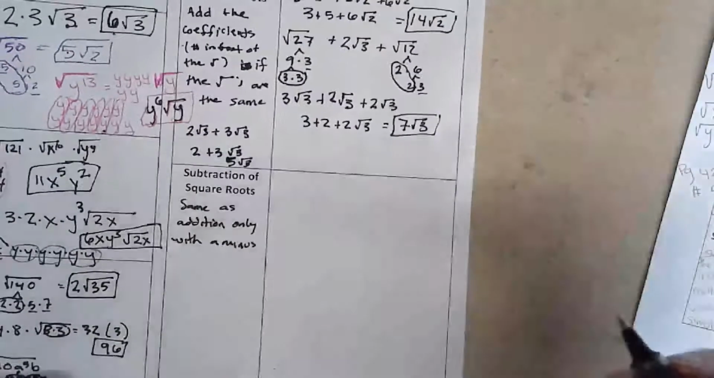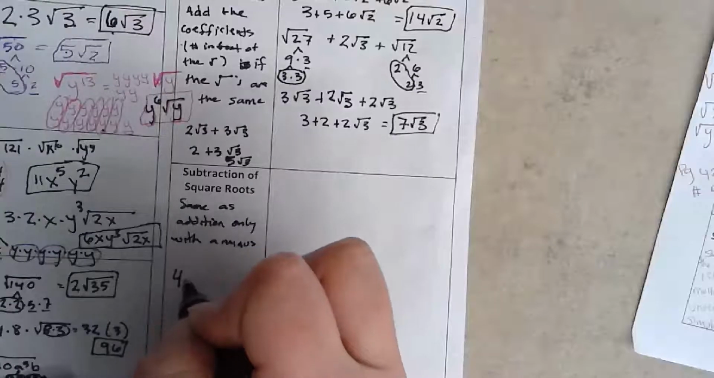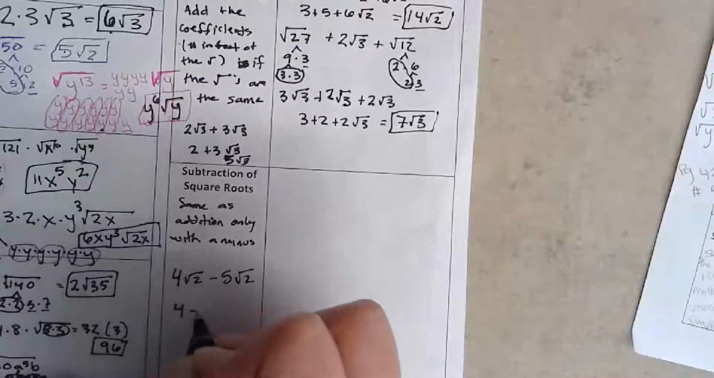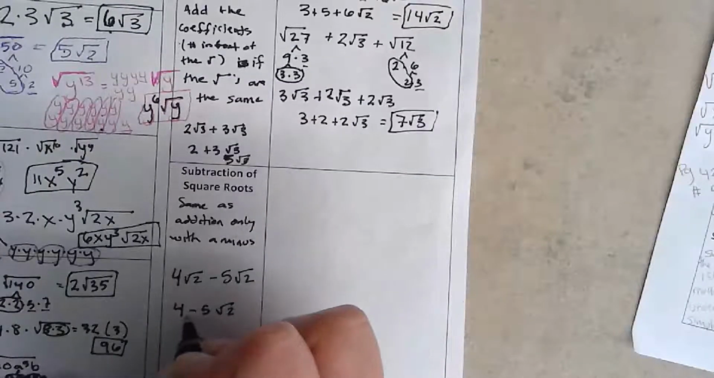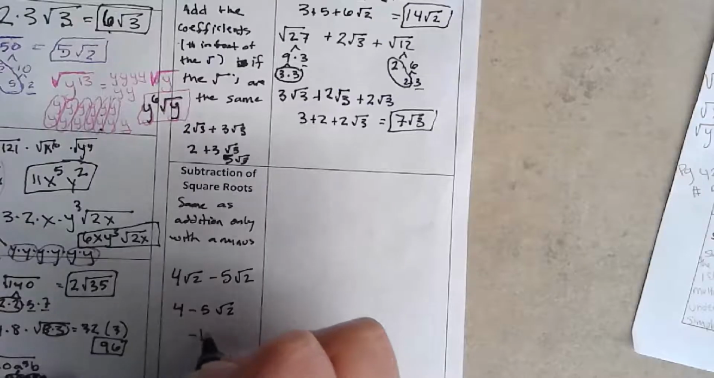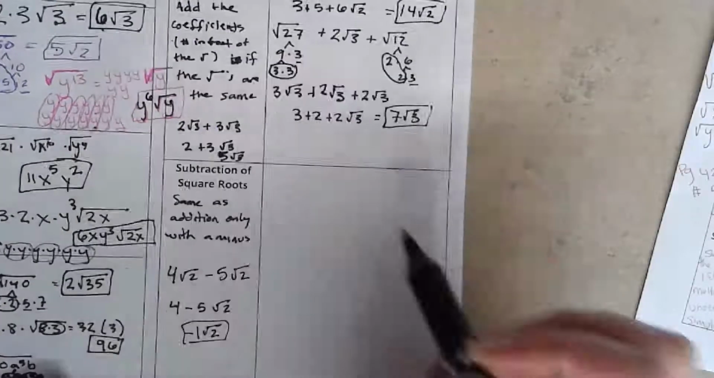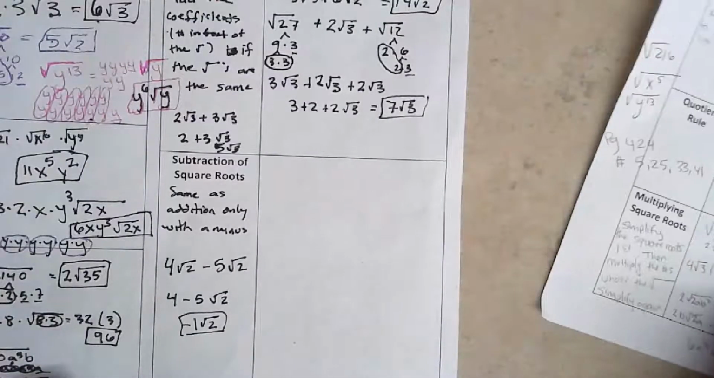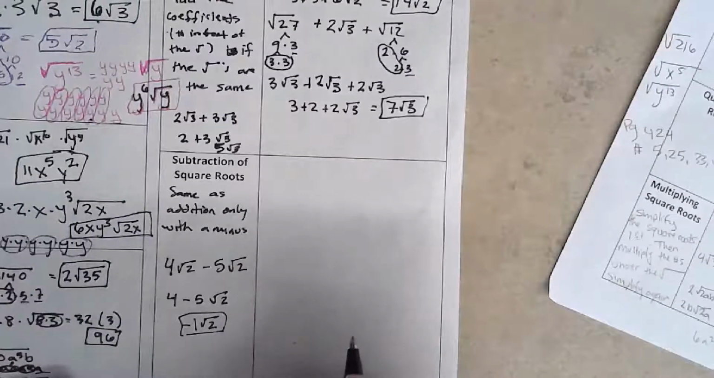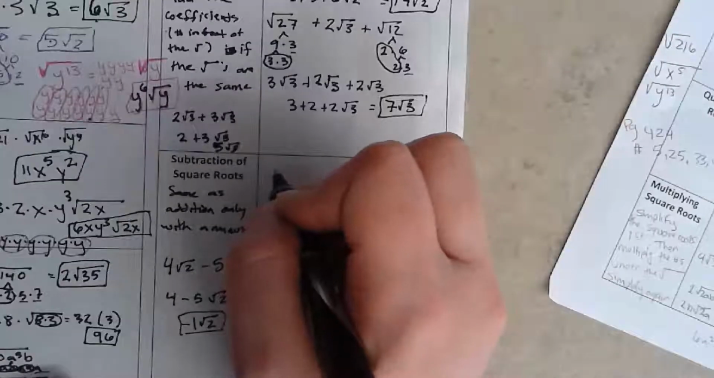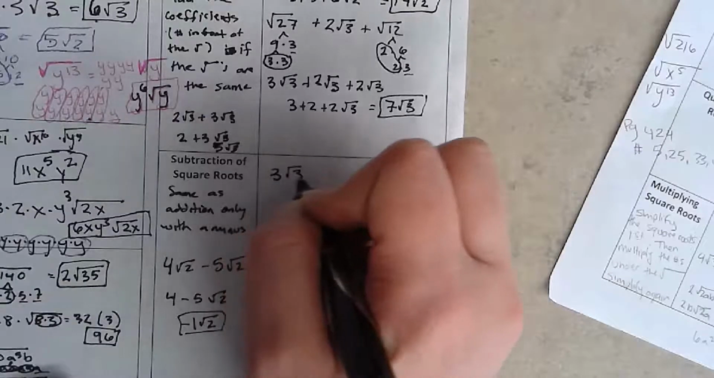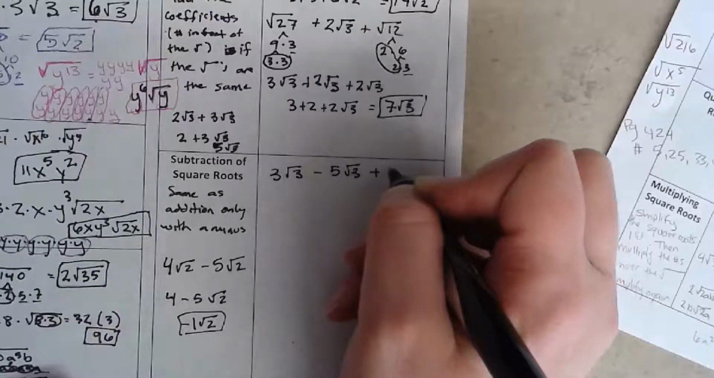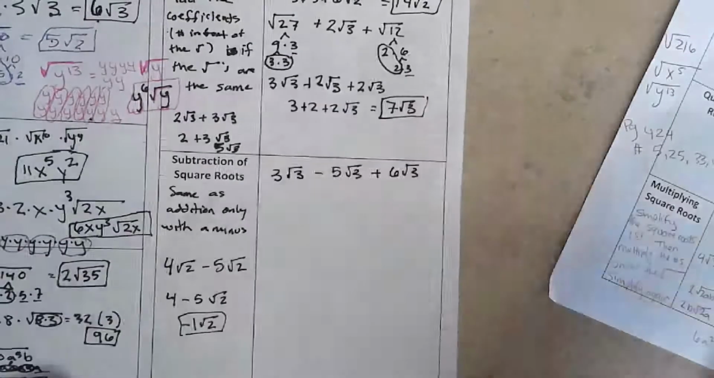In this case, if we had 4 square root 2 minus 5 square root 2, I'd have 4 minus 5 square root 2. And we know 4 minus 5 is negative 1 square root 2. So same process, just a subtract. Let's look at a good example. Let's do 3 square root 3 minus 5 square root 3 plus 6 square root 3. We're going to mix plus and minuses.